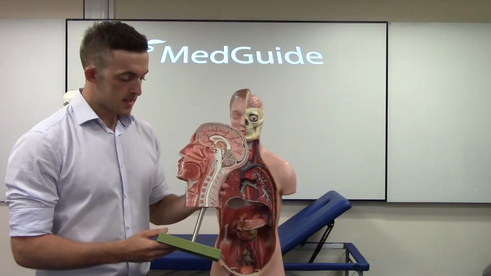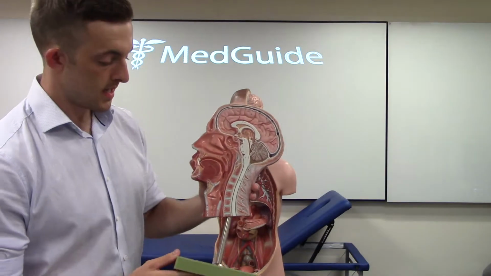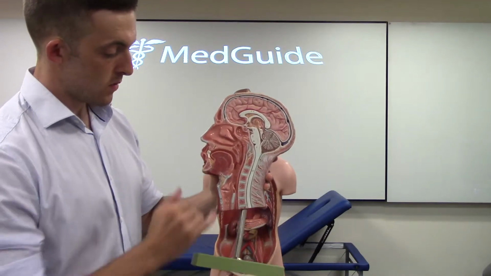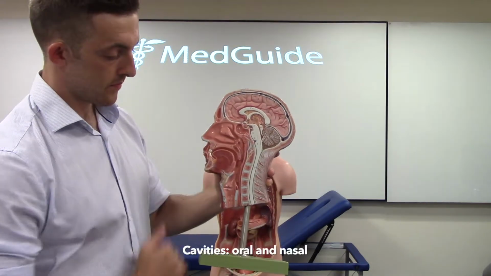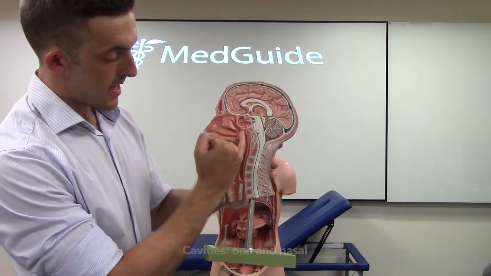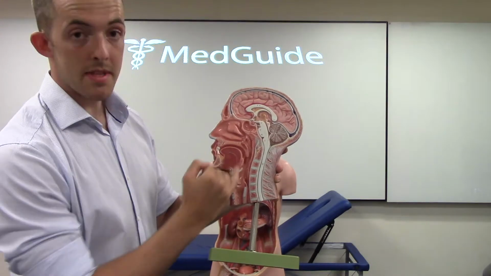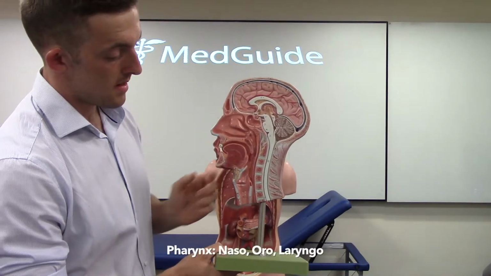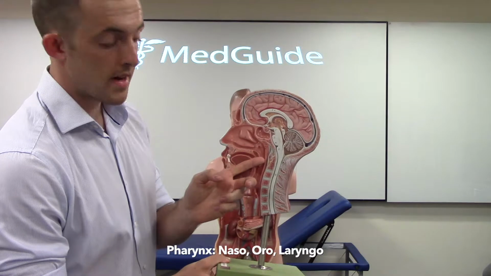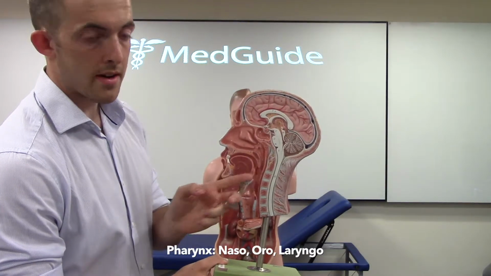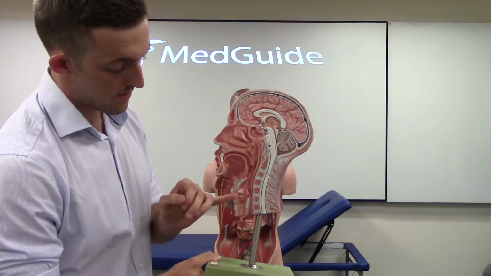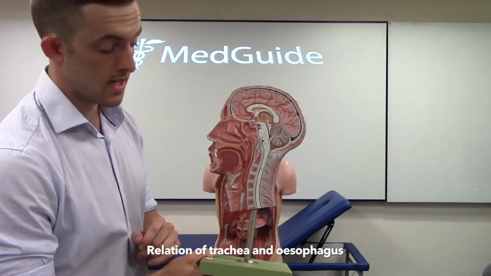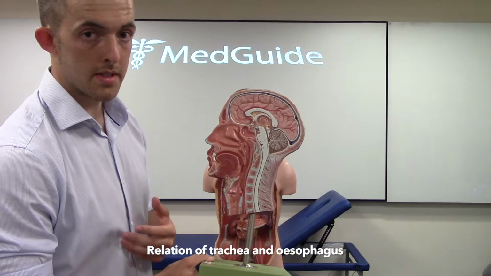First place where food goes when we eat it is our mouth or our oral cavity, and above it is our nasal cavity. Behind that is the pharynx, which can be split up into three parts: the nasopharynx, the oropharynx, and the laryngopharynx. Then we have our trachea, and posterior to the trachea is the esophagus, which will go on to connect to the stomach.